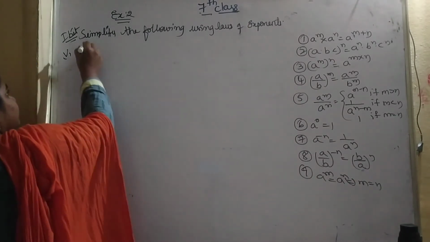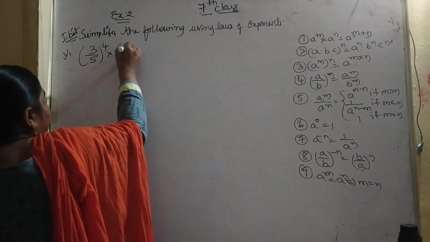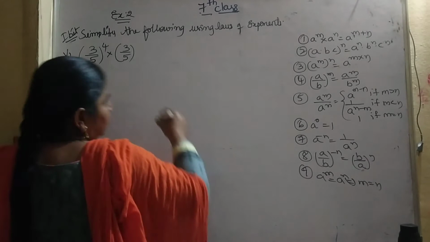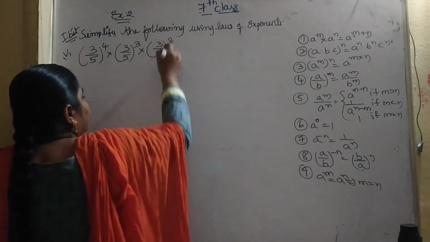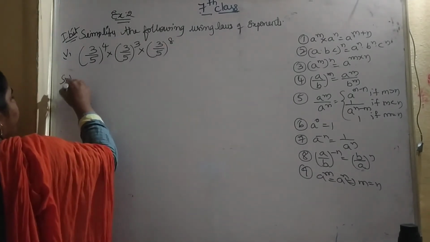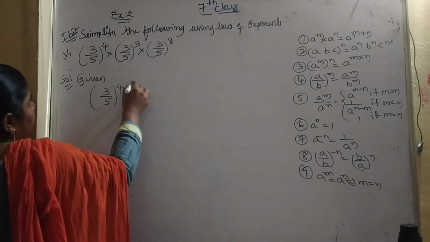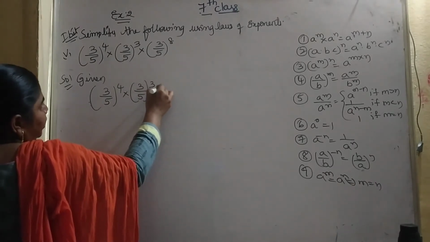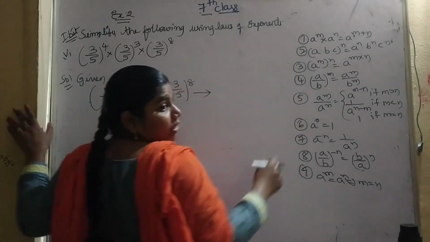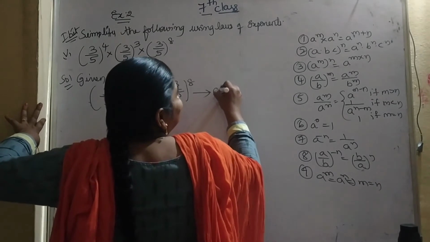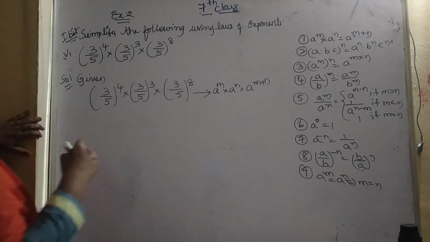Fifth is 3 by 5 whole power 4 into 3 by 5 whole power 3 into 3 by 5 whole power 8. So in this case also all the bases are equal, powers should be added. That is a power m into a power n is equal to a power m plus n. So add all the powers here.